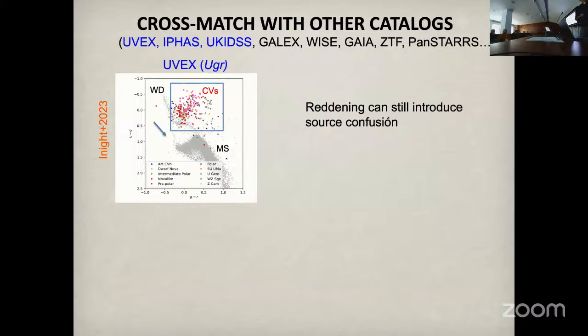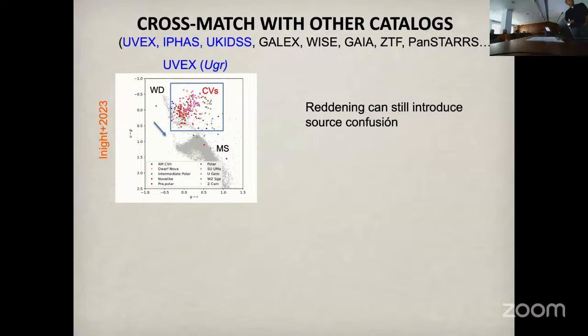And then, obviously, we need to cross-match with other catalogs. In particular, the most important are UVEX, IPHAS, and UKIDSS, the galactic plane catalogs. This will provide us the complete optical and near-infrared SED of the objects. Also, it's important to have GALEX and WISE, and of course, Gaia, ZTF, and PAN-STARRS for light curve information as well. In particular, this diagram produced by UVEX, U minus G versus G minus R, is very efficient in selecting cataclysmic variables because they appear in a region segregated from main sequence stars and white dwarfs. They are typically bluer than main sequence stars, but not so blue as white dwarfs.